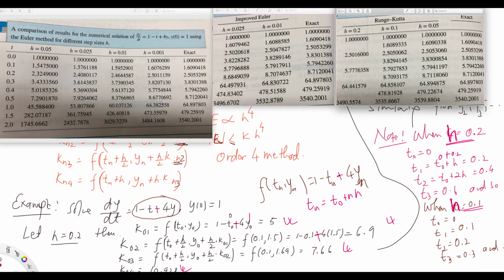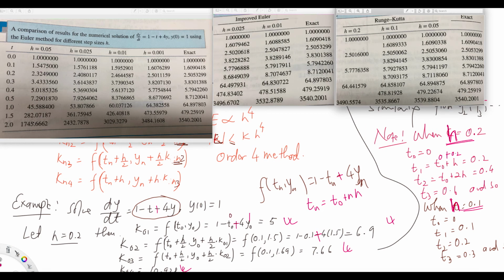So here I am presenting all the table values by 3 different methods that we learned. On the very left, this is the Euler's method. The example is the same example that I just took, 1 minus t plus 4y, y0 equals 1, right? Look at this one. When h equals 0.05, 0.025, and then h equals 0.01, h equals 0.001, and these are the exact values. This is by Euler's method, this one is by improved Euler method, and this is by Runge-Kutta method. So we will see which one is doing a better job to approximate the exact values, right?